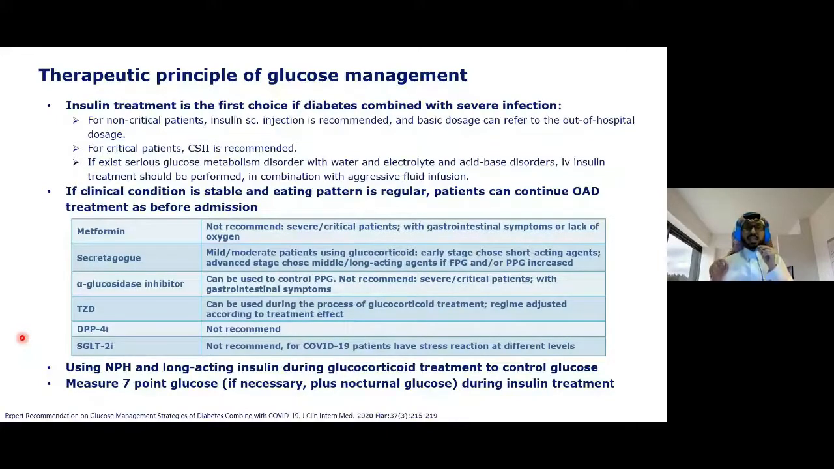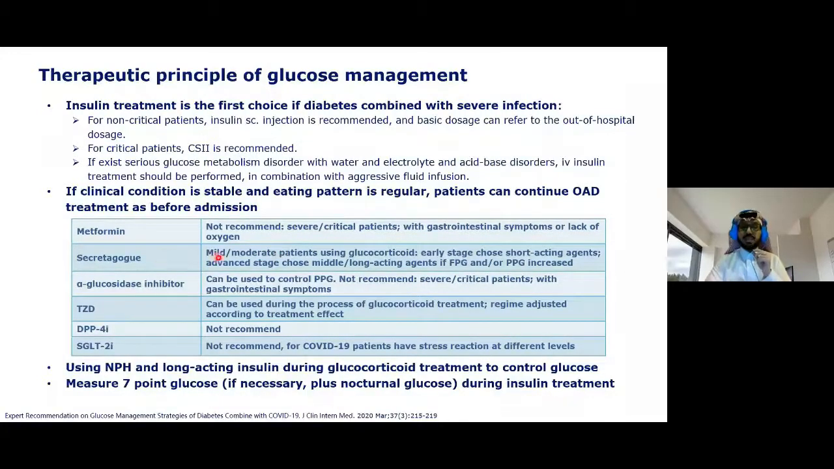In serious glucose metabolism disorder with water, electrolyte and acid-base disturbance, IV insulin should also be given with aggressive fluid infusion. If the clinical condition is stable and the eating pattern is regular, the patient can continue oral antidiabetic medication as before admission. In general, metformin is not recommended in severe and critically ill patients, or those with GI symptoms or lack of oxygen. Otherwise, they can use it.